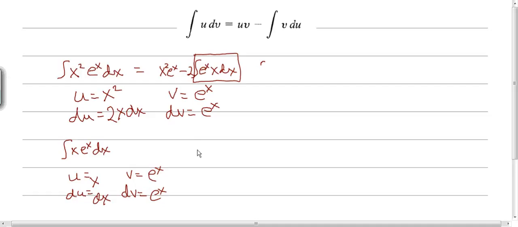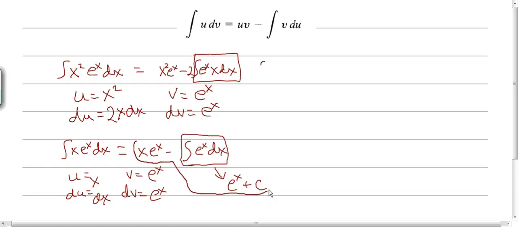So we plug into our equation here, and we find that this is going to be equal to x e to the x minus the integral of e to the x dx. But this term here is just going to be equal to e to the x plus c. So we can rewrite this whole thing. We put this term minus this term. You see what I'm doing here?